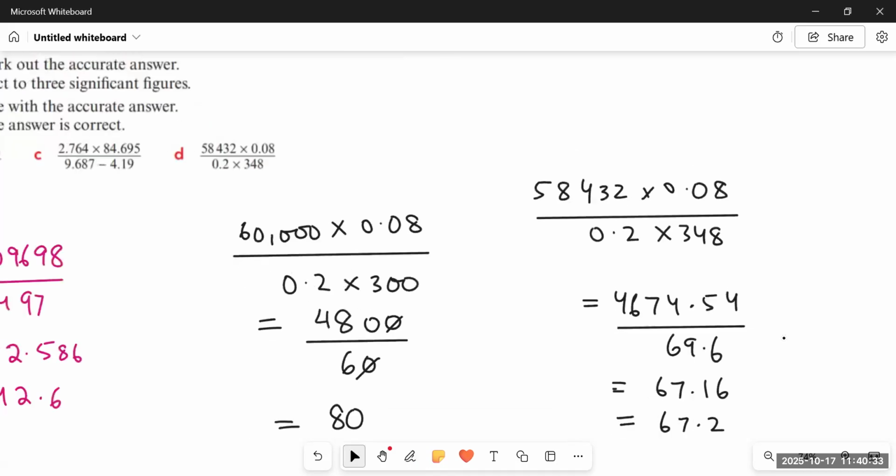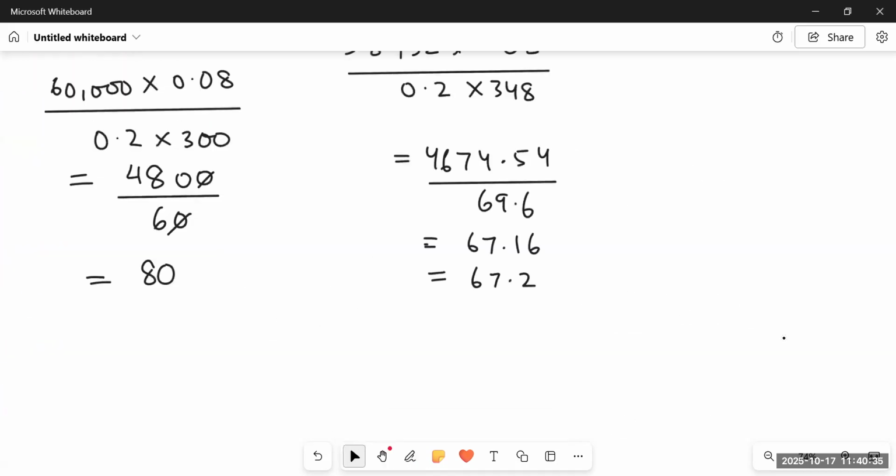Okay, but this answer seems to be not as close as the previous answers, but still we will consider it appropriate because it is rounded to one significant figure. And here we have completed this whole exercise.